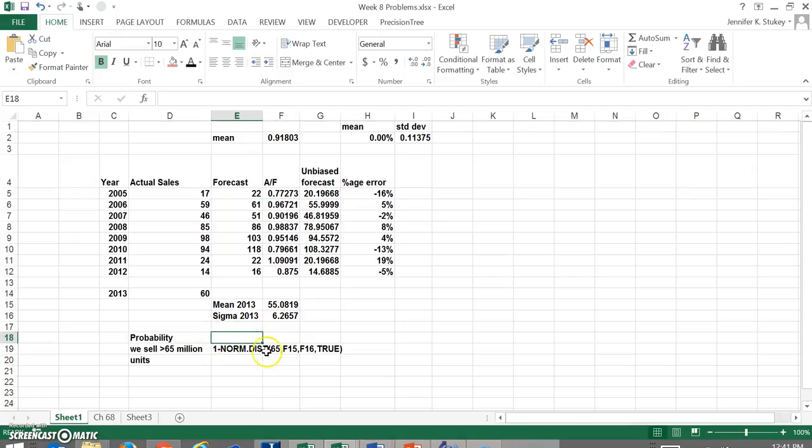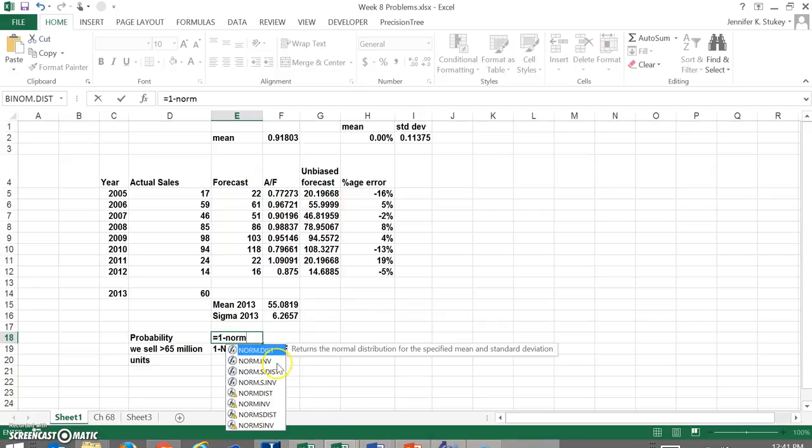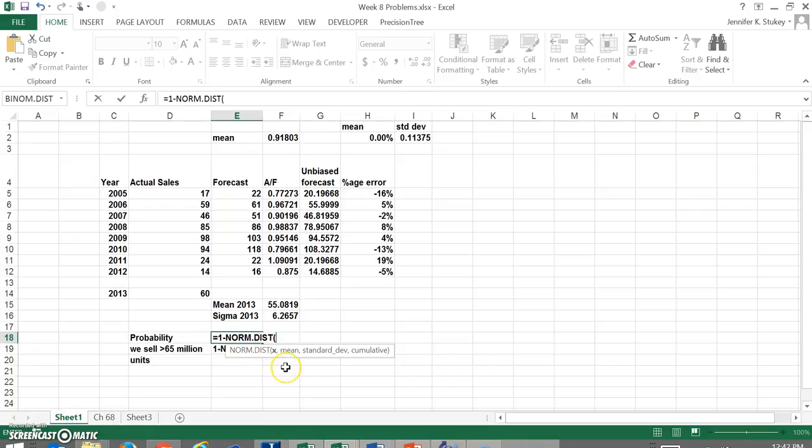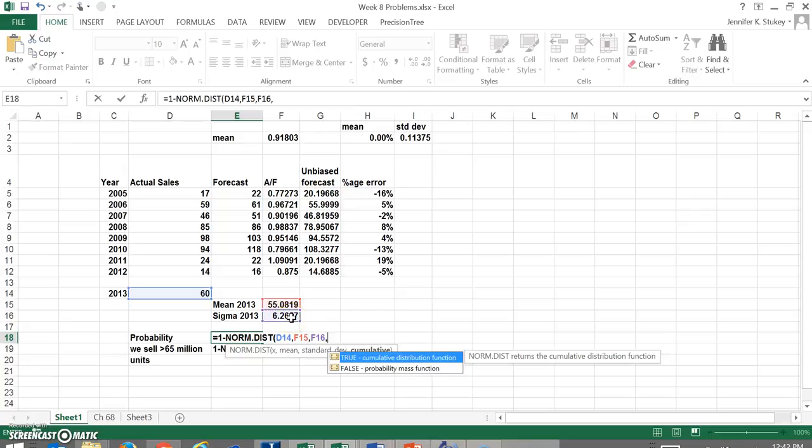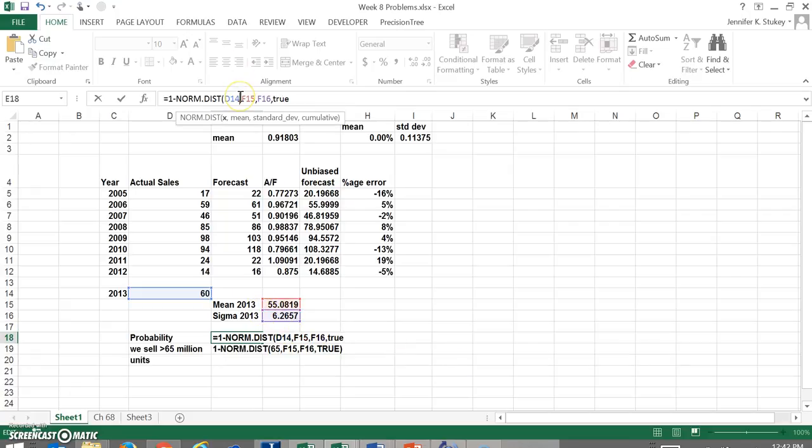We're going to use this formula right here. We went over normal distributions last week, and that's what we are using this week as well to do this problem. Your x here is going to be 60. Your mean is this 55.08. Your standard deviation is your sigma, and you do want this to be cumulative. Oh, I'm sorry, it's not 60. I did that wrong. We're looking at the probability that we're going to sell 65, so it's got to be 65.